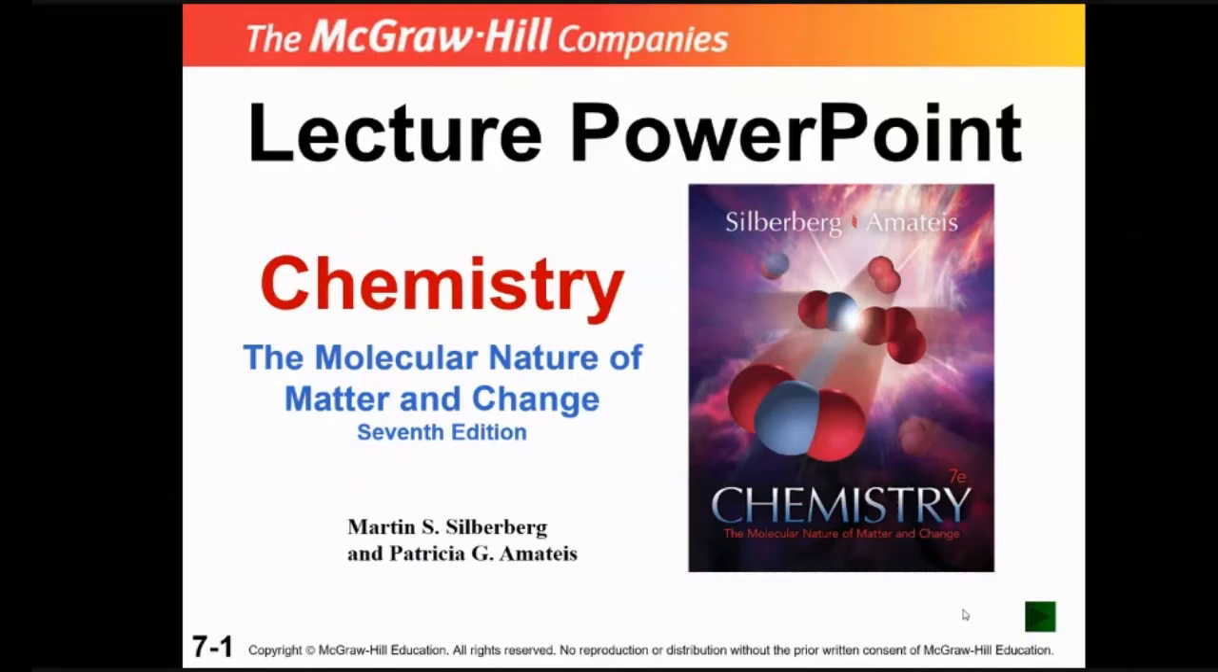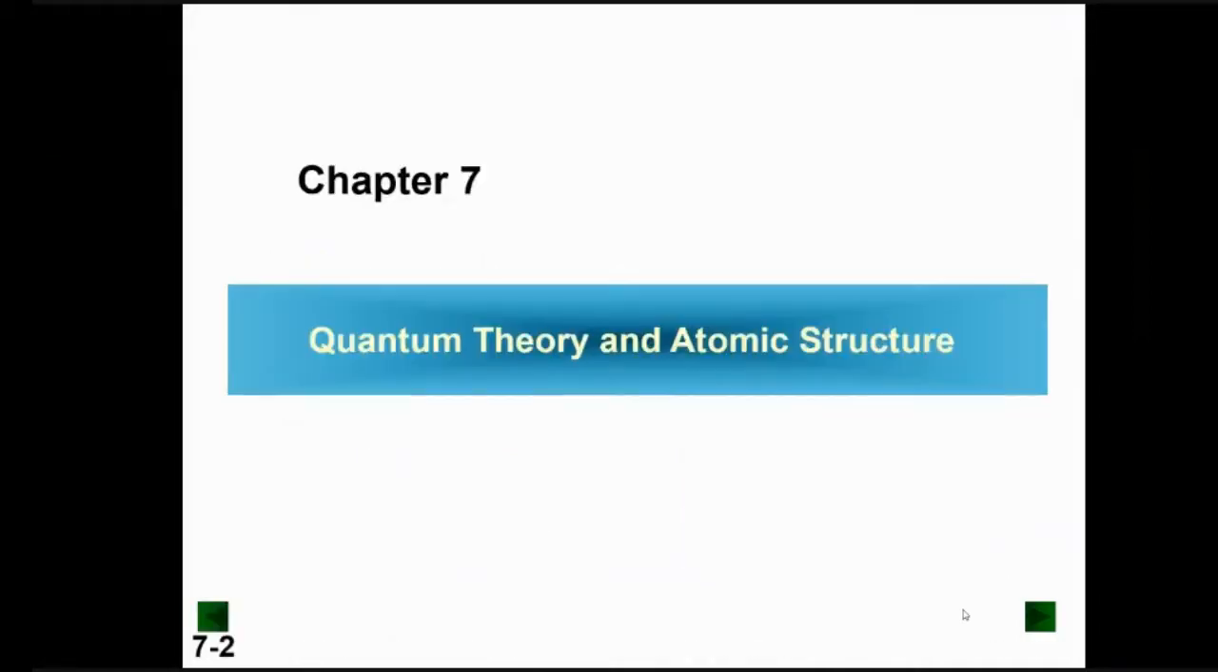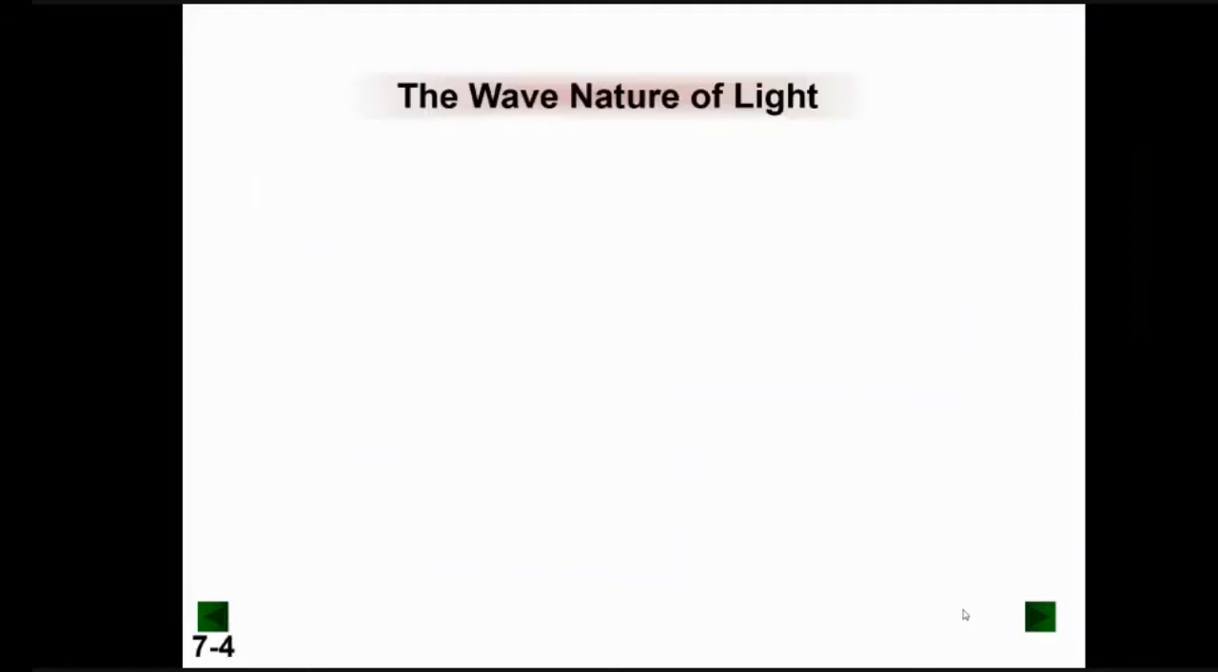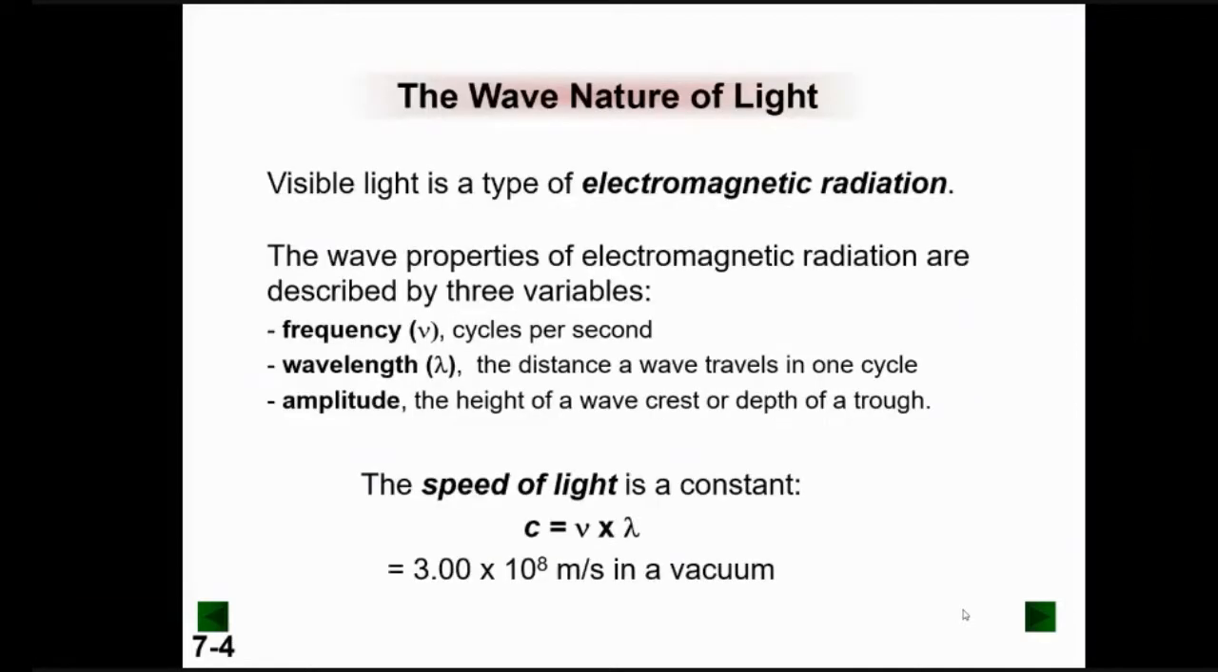We start looking at the electron and seeing why we're so worried about it. Quantum theory and atomic structure. Visible light is a type of EM radiation. Okay, it's composed of two things: electro and magnetic. They move perpendicular to each other.